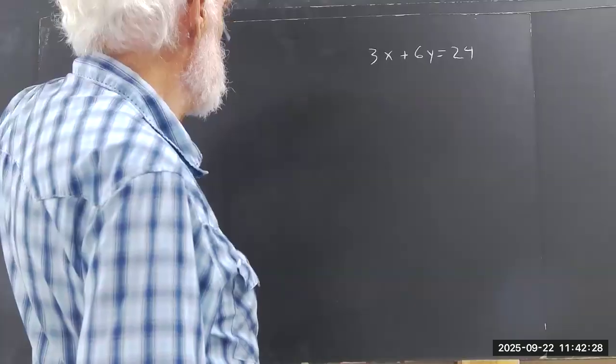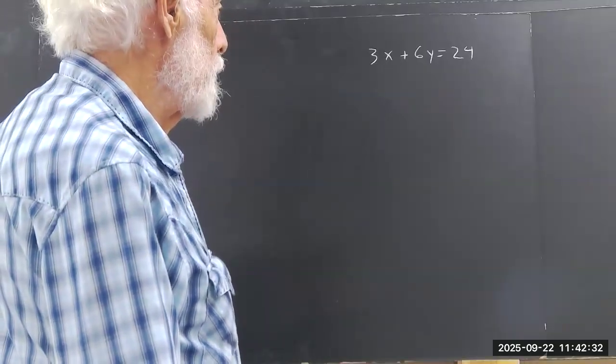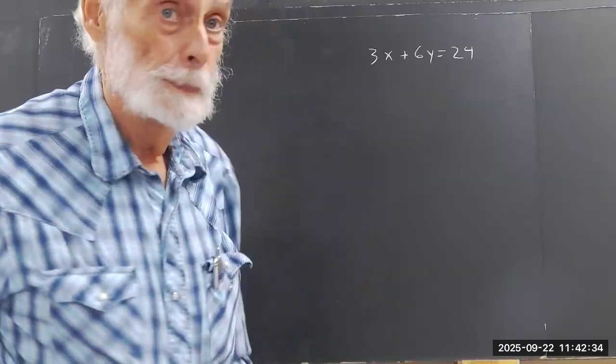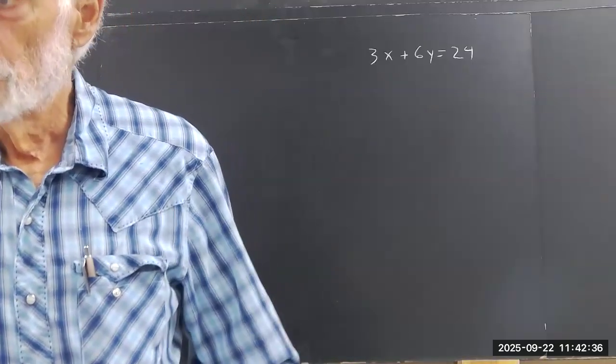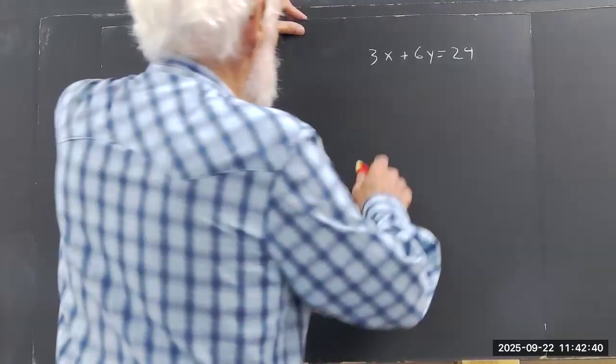3x plus 6y equals 24. We want to find the intercepts. If we can find the intercepts, we can get the graph of the equation. Okay.